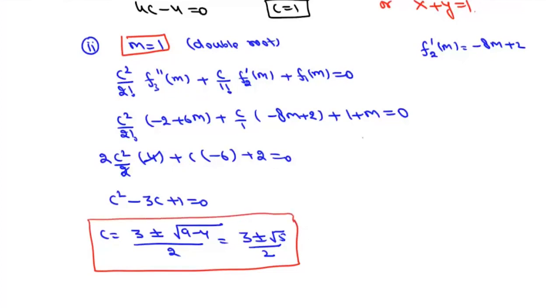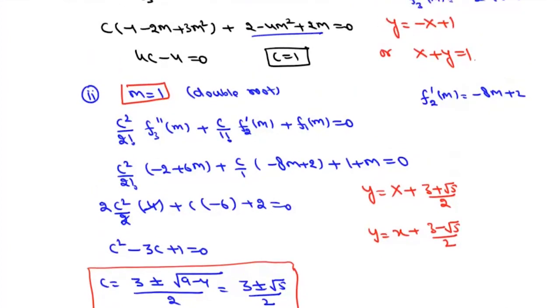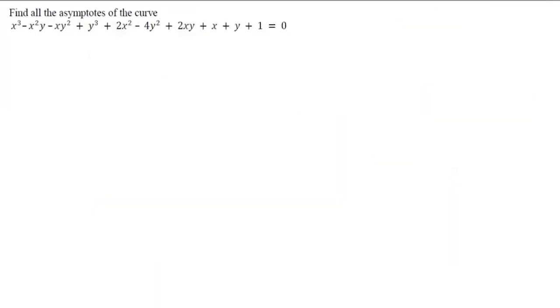So in this case, we'll have two asymptotes. One of them is y equals x plus 3 plus under root 5 by 2 and the other is y equals x plus 3 minus under root 5 by 2. So for this curve, we have three asymptotes. One of them is x plus y equals 1, and the others are y equals x plus 3 plus root 5 by 2 and y equals x plus 3 minus under root 5 by 2. So this is how we find all the asymptotes of a curve.